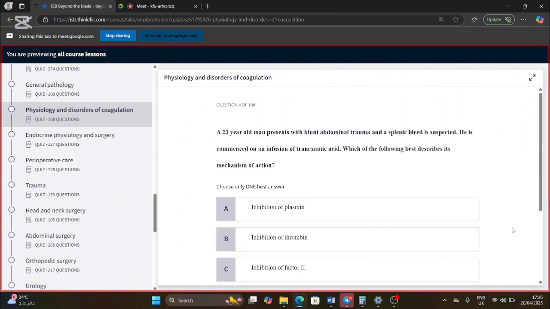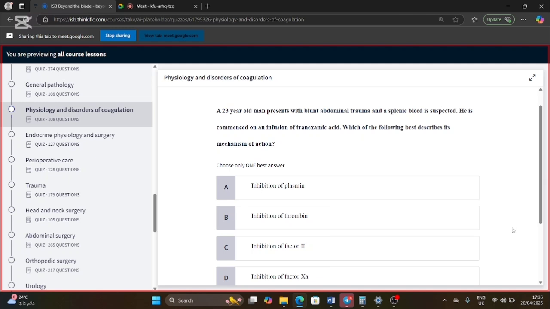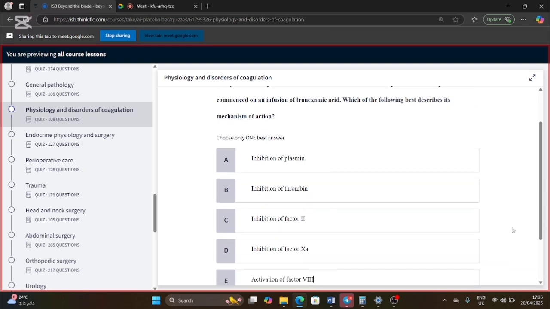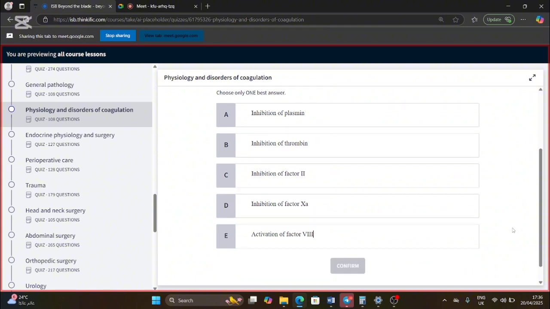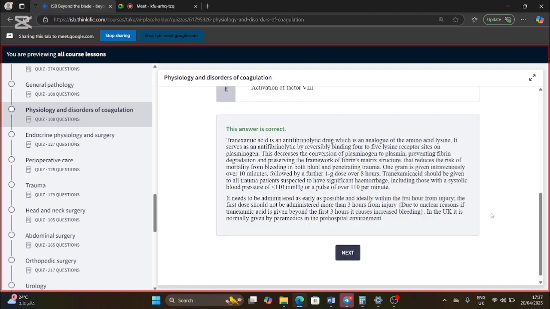Okay. Let's get the next question. A 23-year-old man presents with apparent abdominal trauma and a splenic bleed is suspected. He is started on an infusion of tranexamic acid. Which of the following best describes the mechanism of action? Inhibition of plasmin. Tranexamic acid is so important to know about. It actually inhibits plasminogen as well as plasmin, the active form. And it also reduces the conversion of plasminogen into plasmin.